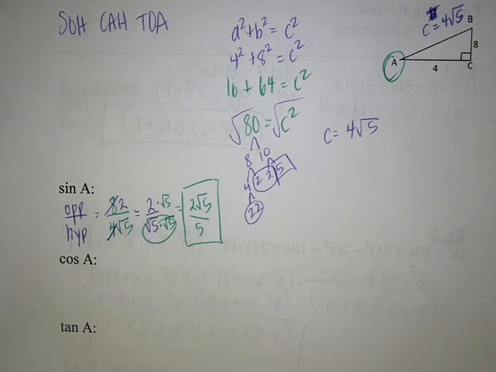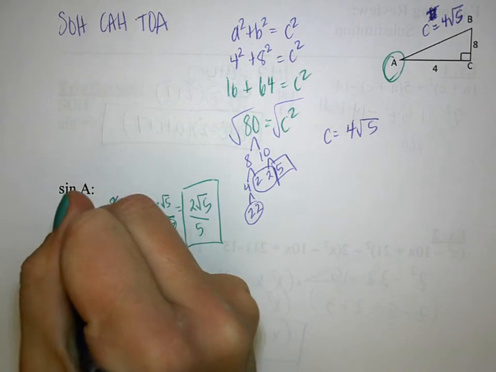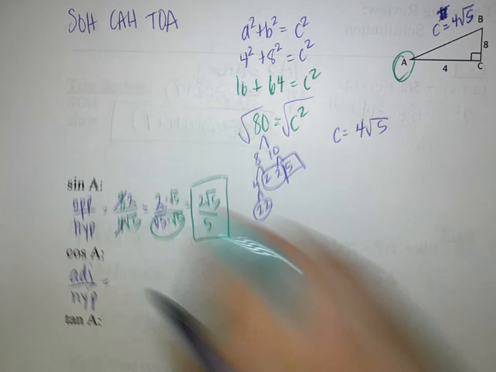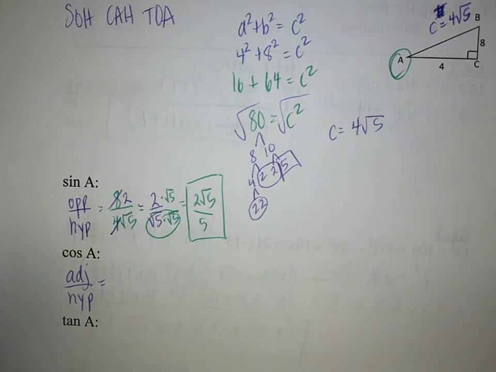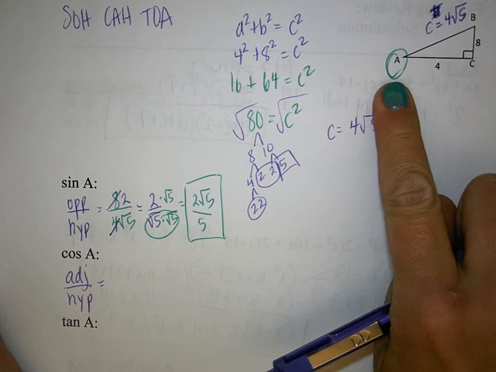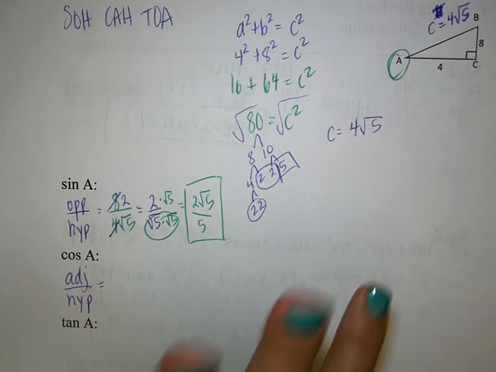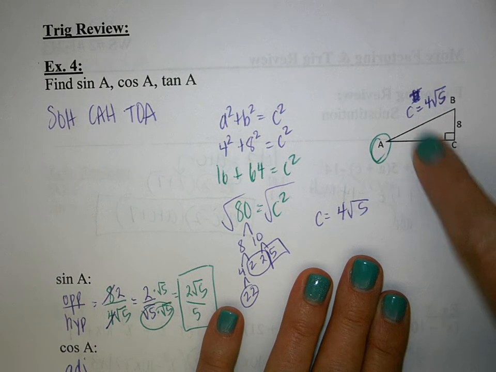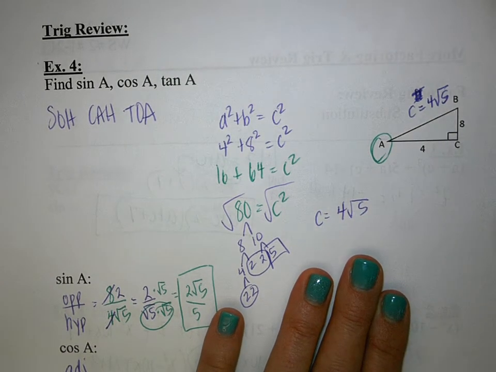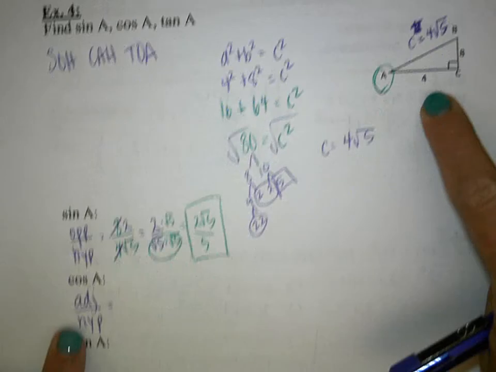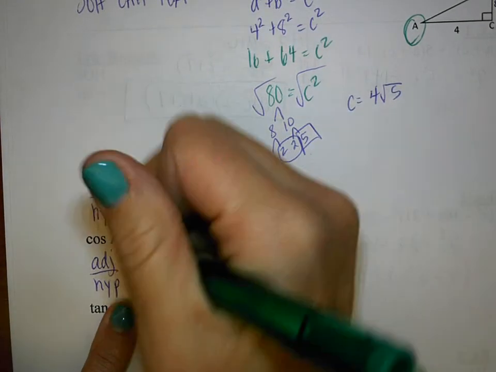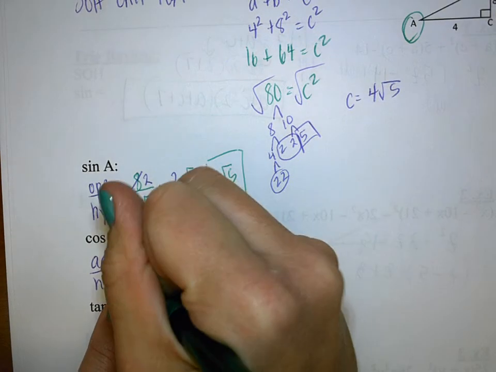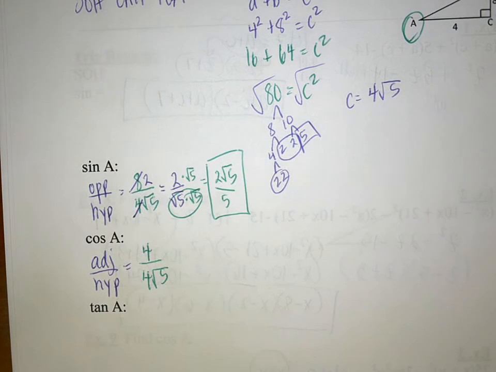Okay, so cosine is what? Thank you. Adjacent over hypotenuse. Okay? And adjacent over hypotenuse, what number is adjacent to angle A? 4. Okay? It cannot be the hypotenuse. Your diagonal is always the hypotenuse. So even though the hypotenuse is next to the angle, it's not adjacent because it's always the hypotenuse. So that means we have 4 over, and then what's my hypotenuse? 4 root 5.